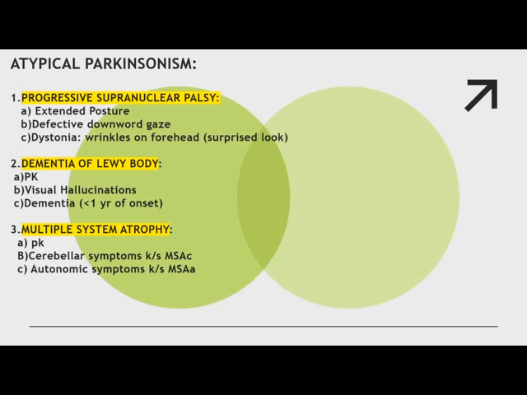Second topic is dementia of the Lewy body. In dementia of the Lewy body, we see Parkinson disease plus visual hallucination plus dementia. The onset of the dementia will be less than 1 year. Third topic is multiple system atrophy. In multiple system atrophy, we will see the features of Parkinson disease, the cerebellar symptoms, known as MSA-C, and the autonomic symptoms, known as MSA-A.